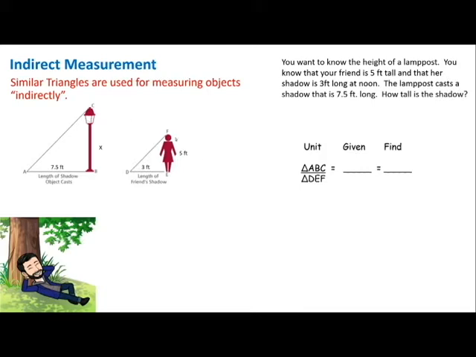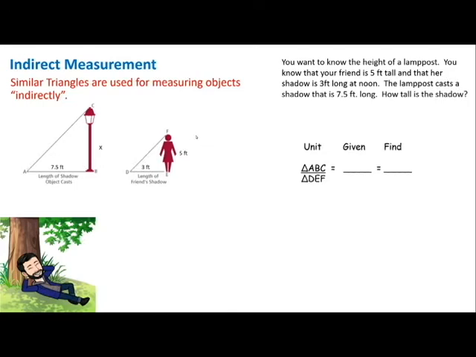If I were to take my height and think of it as one side of a triangle and my shadow as another side of a triangle, and I could draw a line between my head and my shadow's head, I would be able to create a triangle, and then I could do the same with the lamppost. Hopefully you can see those triangles now.